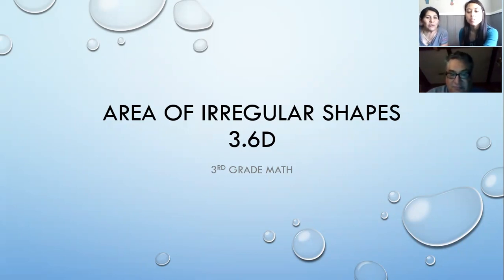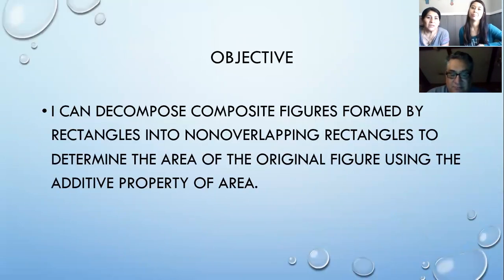Today we're doing area of irregular shapes, 3.6D. Here is our objective. I can decompose composite figures formed by rectangles into non-overlapping rectangles to determine the area of the original figure using the additive property of area.